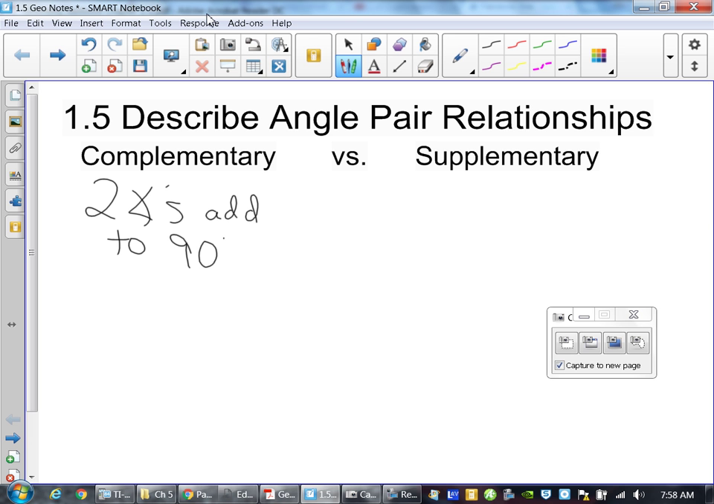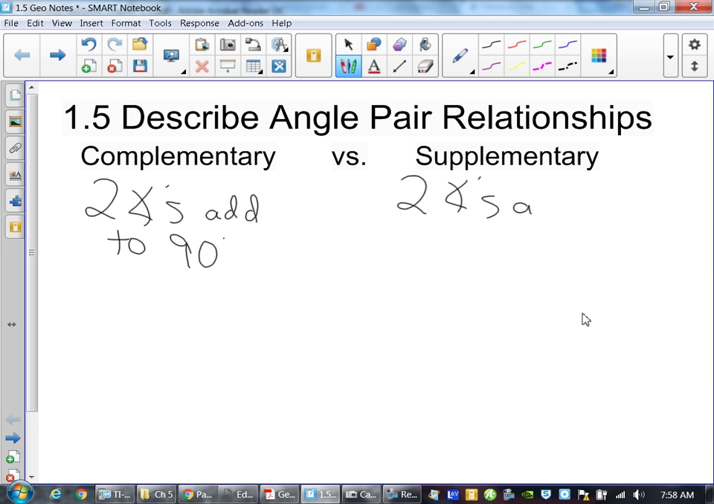And then supplementary, you're right. They add up to 180. Now, I have the dumbest way to remember this, and you guys will probably agree. So this is a really difficult question. What comes first in the alphabet? The letter C or the letter S? Let's try this again. The letter C. What number comes first in the number line? 90 or 180?